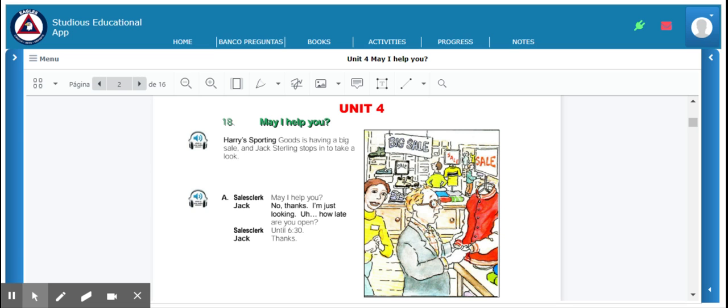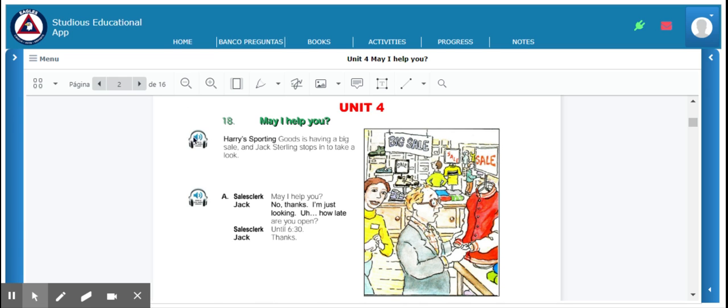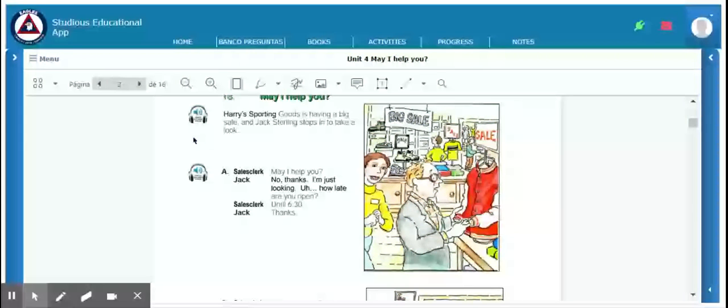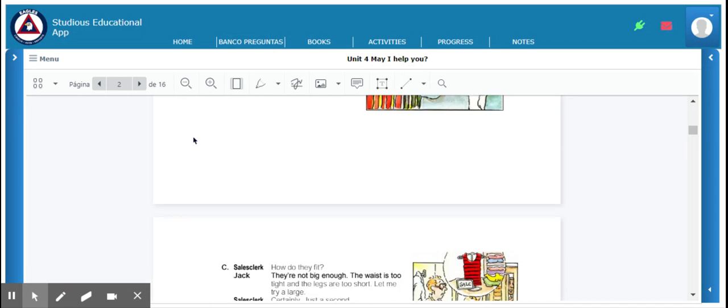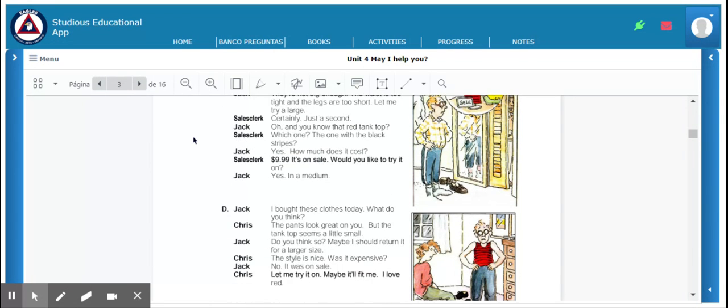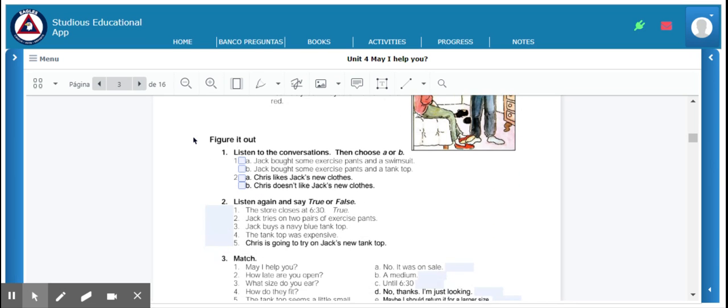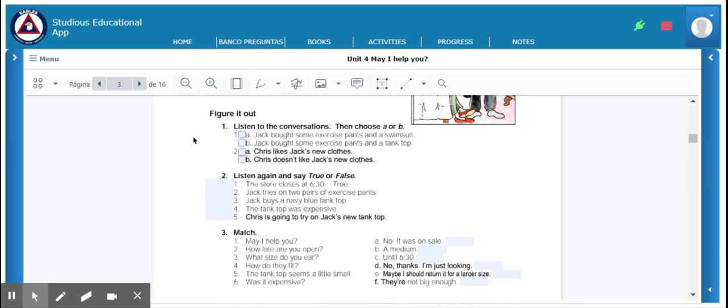May I help you? This lesson starts with a story that you can either listen to or read to yourself. It's totally up to you. Once you have finished the story, you can do the Figure It Out exercises at the bottom of the page. The first exercise is number 1, which is: listen to the conversation, then choose A or B. So in order to do this exercise, you have to have listened to the conversation, or like I said, you could have read it to yourself.